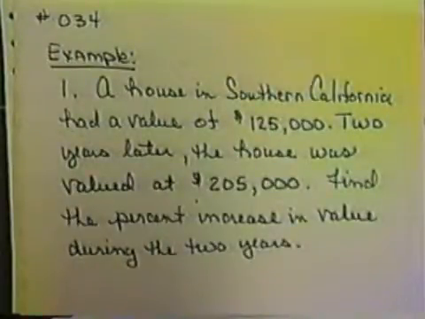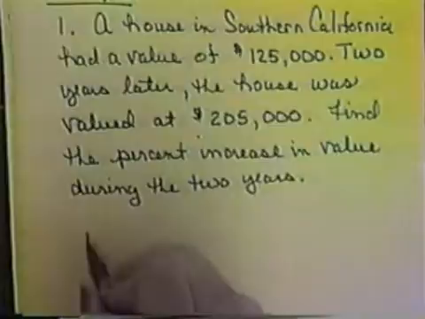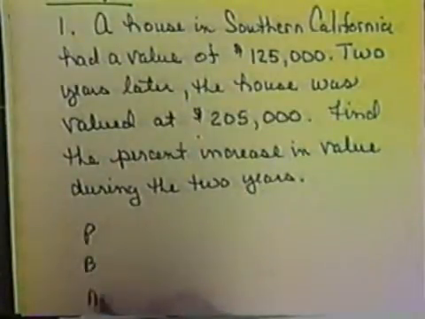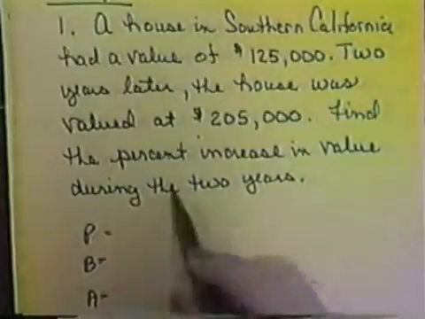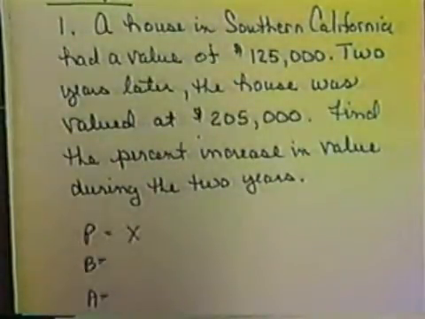A house in Southern California had a value of $125,000. Two years later, the house was valued at $205,000. We want to find the percent increase in value during the 2 years. So to do this problem, we're still going to have to set up our percent, our base, and our amount. The percent, we're looking for the percent, so it must be our x. Now the base, remember the base is always the original amount. What was the original value of the house?